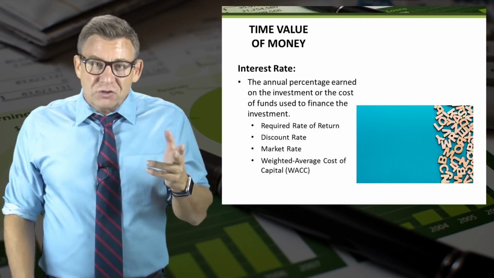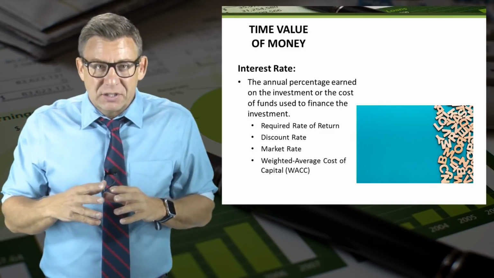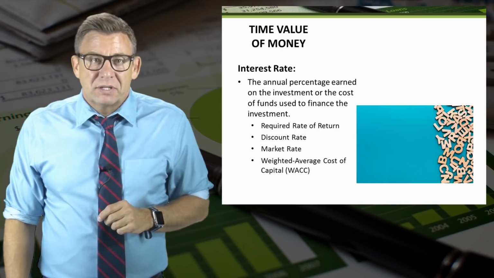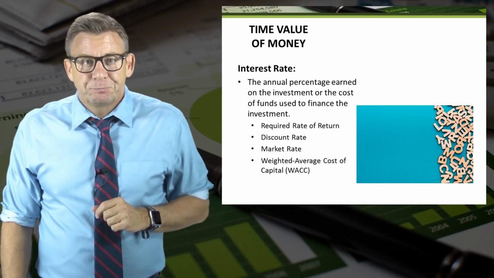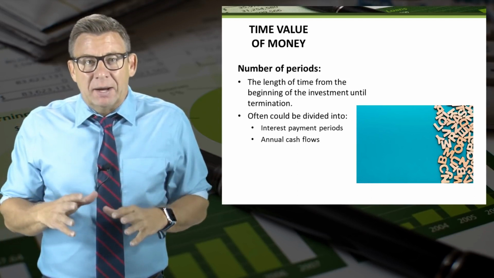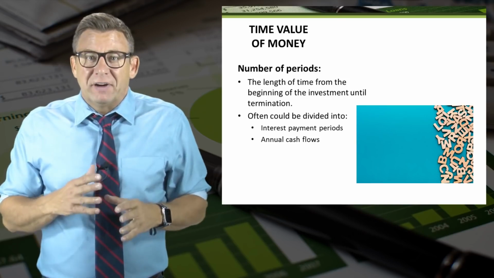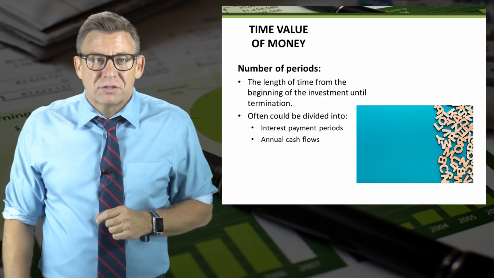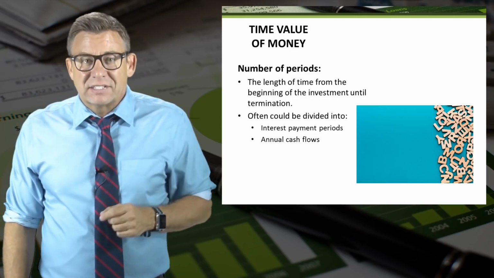The interest rate is the annual percentage earned on the investment or the cost of funds used to finance the investment. It has some other names that are shown on the slide. And finally, the number of periods is the length of time from the beginning of the investment until the end. It could be divided into interest payment periods or annual cash flows. So you will be seeing these terms in action in the next several videos.